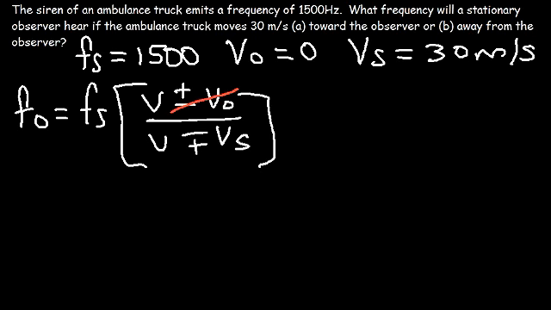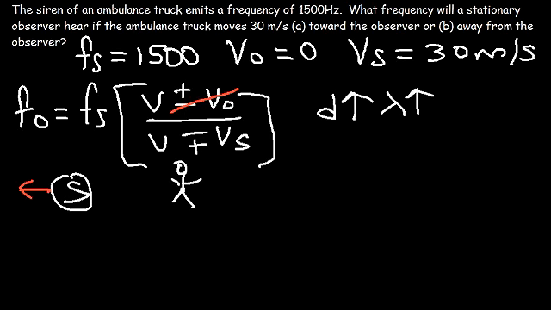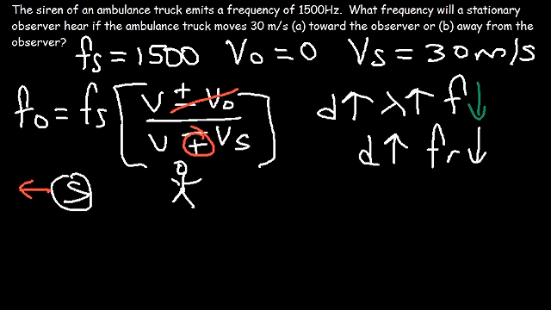If the source moves away from the observer, here's the source, here's the observer, and this time it's going this way. The distance between the source and the observer is increasing, which means the wavelength increases and the frequency should decrease. If the frequency decreases, the value of the whole fraction decreases, which means that the denominator should increase in order to decrease the value of the fraction. If we want to increase the denominator, we need to use the positive sign instead of the negative sign.